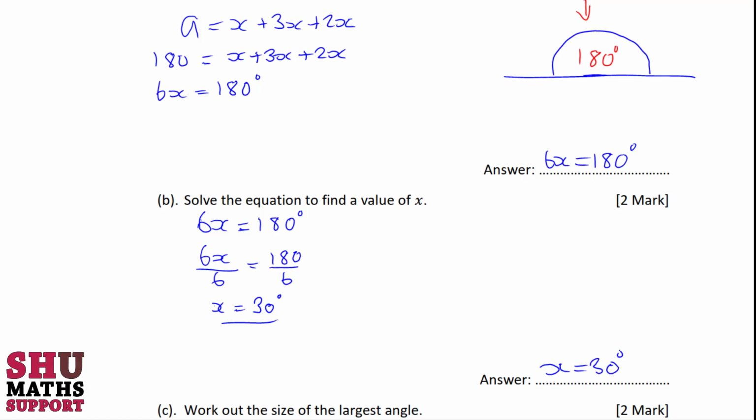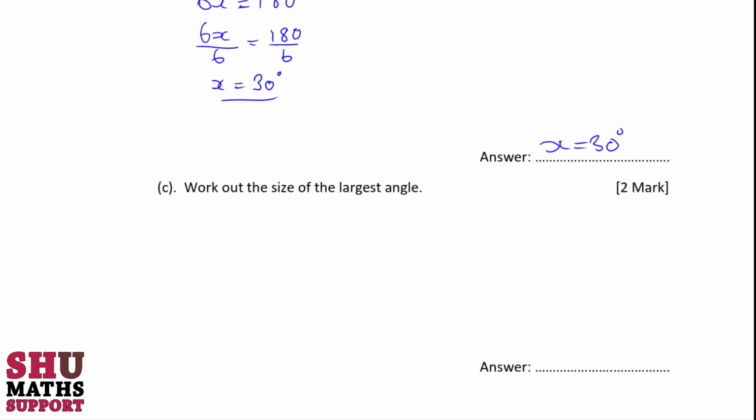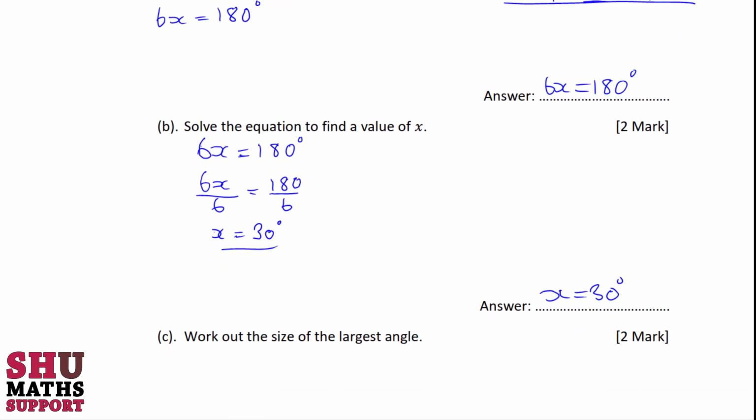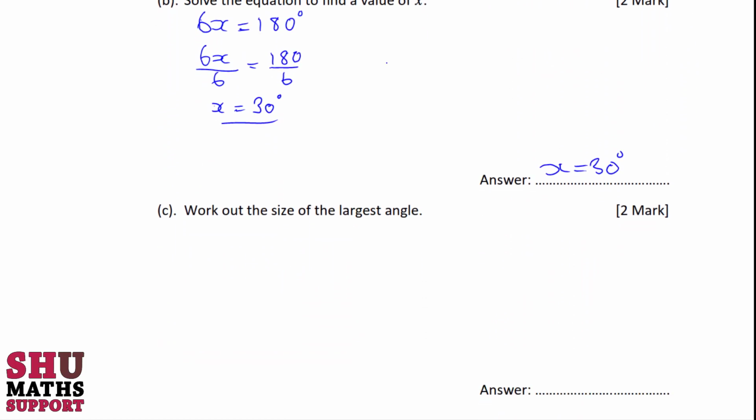Now part C asks us to work out the size of the largest angle. Up here we have three angles, x, 3x and 2x. The larger of those three options is going to be the largest angle, and we can also see visually that this angle here is the largest. So 3x is the largest angle. 3x is equal to 3 times the value of x, which is 30 degrees, and 3 times 30 is 90. So 3x is equal to 90 degrees, so the size of the largest angle is 90 degrees.